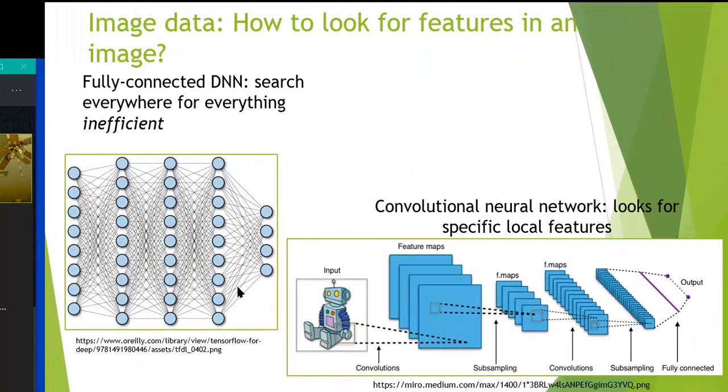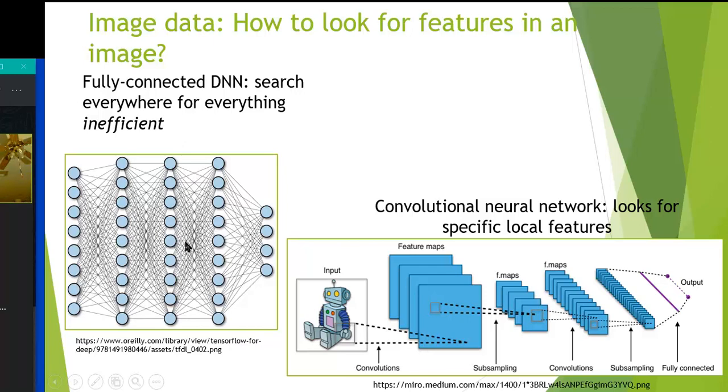Okay, so here's an example in image data. How do you look for features in an image? Here's a picture of a fully connected neural network. I assume that people know something about this kind of diagram. If you know anything about deep learning, you've seen diagrams like this before. These are nodes arranged in layers, and they have connections. So this node will influence all the nodes in the next layer, and so on. Everything is connected.